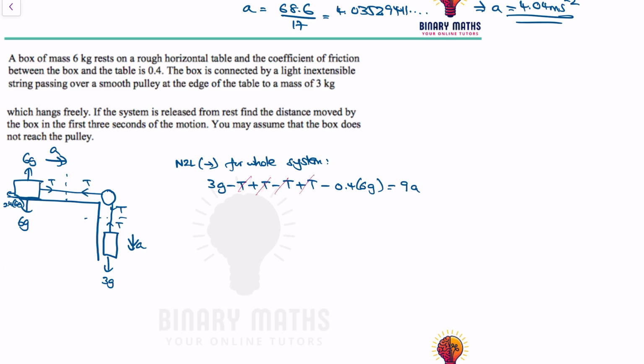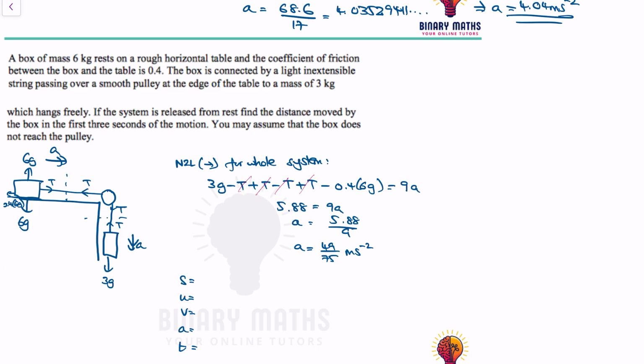And 3g minus 0.4 times 6g gives us 5.88, which must be equal to 9 times the acceleration. So acceleration will be equal to 5.88 divided by 9. So we get a fractional value of 49/75 meters per second squared. Now that we've worked out what acceleration is, we can set up a SUVAT equation.